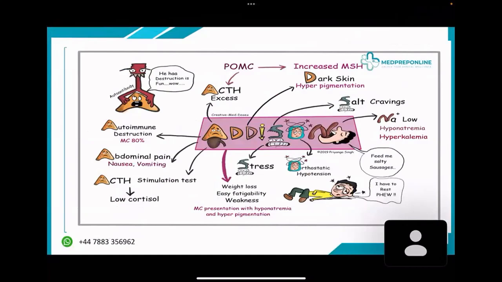So you have this diagram, which again, Addison's is self-mnemonic for the disease. It summarizes there's an excess of ACTH, there's autoimmune destruction, which is the most common cause in almost 80%, abdominal pain, nausea, vomiting, and here you use ACTH stimulation test to diagnose it with low cortisol. There'll be stress, the patient will not be able to withstand stress, rather, patient will have salt cravings, dark skin, low sodium, and hyperkalemia, as well as orthostatic hypertension.